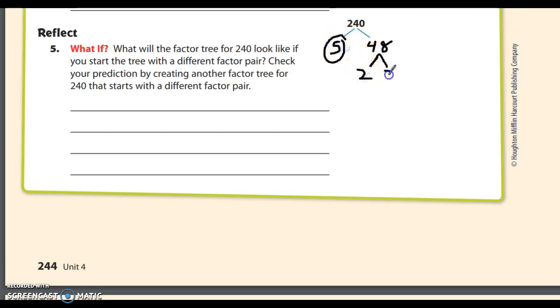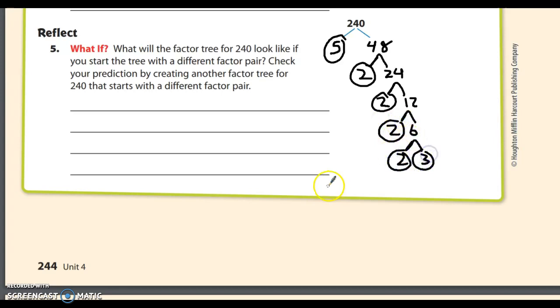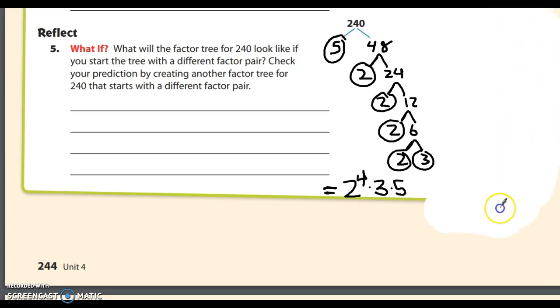This is 2 times 24. This is 2 times 12. This is 2 times 6. And this is 2 times 3. And so what did that equal? It equaled 2 to the 4th power times 3 times 5. What this is asking you to do is do the same exact thing to find the factors of 240, but choose a different starting point.